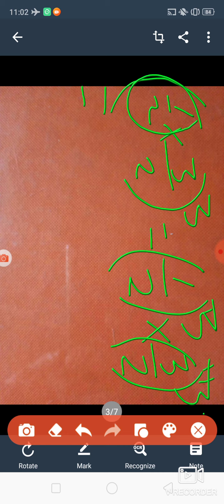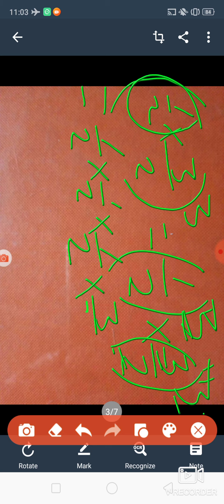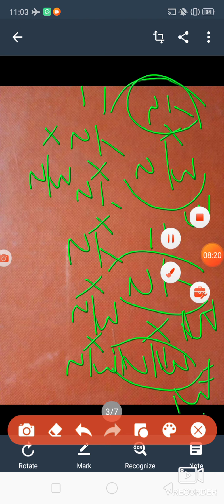So what will we get here? (1/2) to the power 3. What does it mean? 1/2 we have to multiply 3 times. Its exponent is 3, so we'll multiply 3 times. 1/2 into 1/2 into 1/2. Got it? Now again this part, (3/2) to the power 3. So again 3/2 we have to multiply 3 times. 3/2 into 3/2 into 3/2.